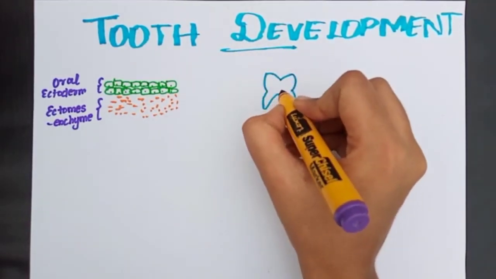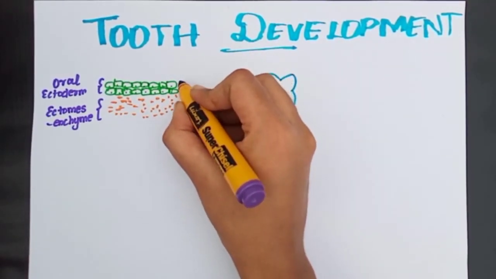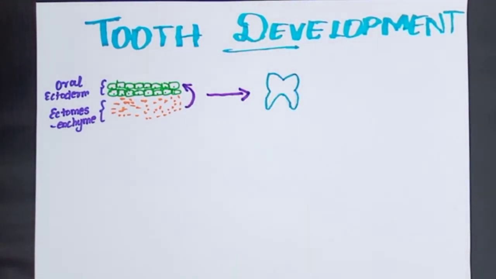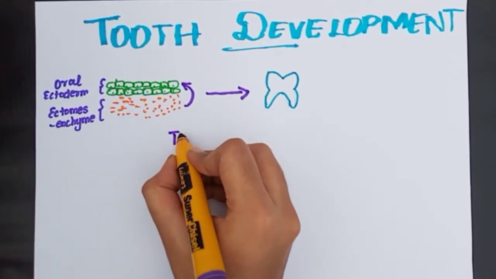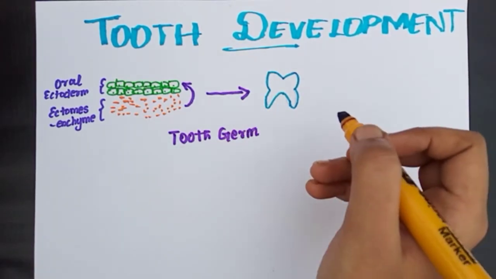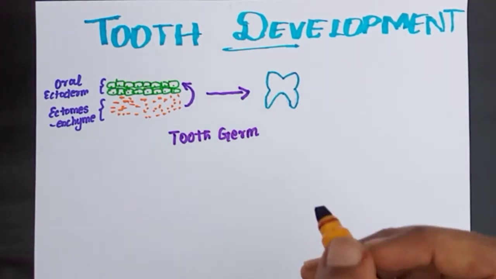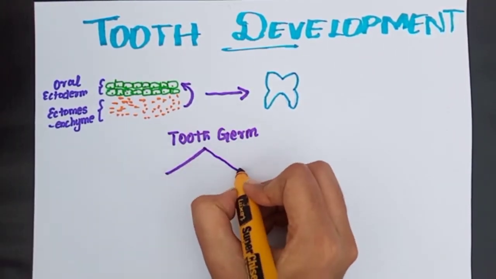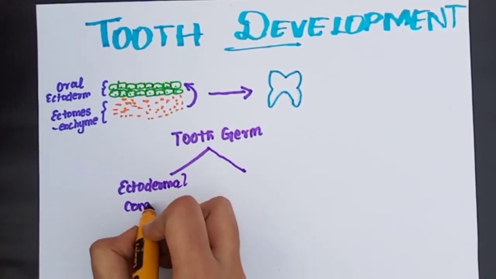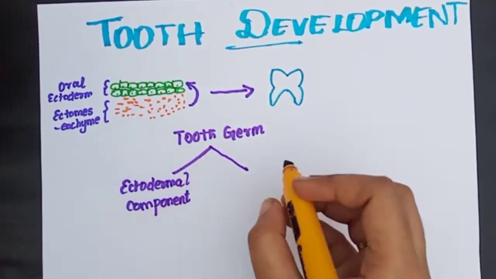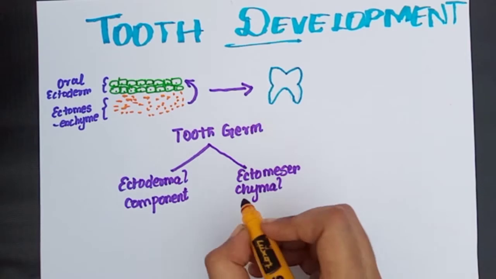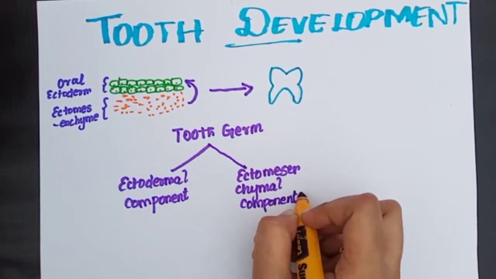Firstly, we should know that a tooth is completely developed from the interaction of ectomesenchymal cells and the ectodermal cells. A tooth germ. A tooth germ is something from which the tooth develops. Alright, that is, a complete tooth is going to be formed from this tooth germ. The tooth germ basically consists of two components. The ectodermal component, which is derived from the oral ectoderm, the cells which are green in color in the diagram, and the ectomesenchymal component, which is derived from the ectomesenchymal cells, the orange part in the diagram.